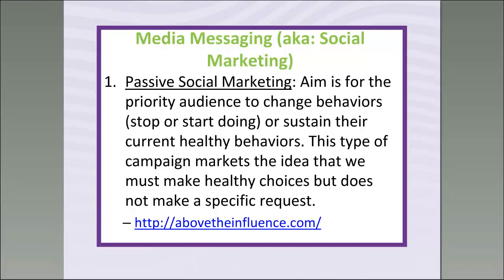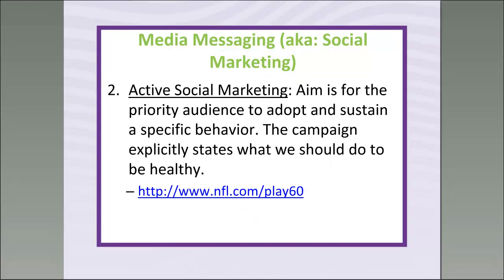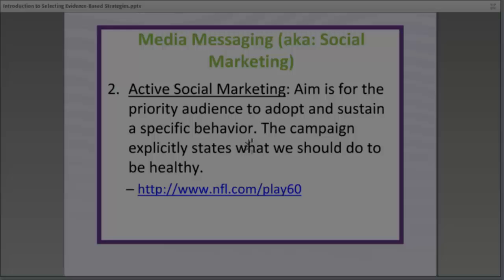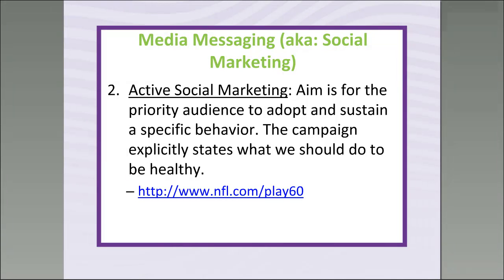And you think about the young people that you know and care about in your own life, and know that above the influence could be something on Instagram that they might click on that may explore further into that media message to get those specific things or information or skills that they need to change their behavior. The second type, by contrast, active social marketing, the aim is for the priority audience to adopt and sustain a specific behavior.